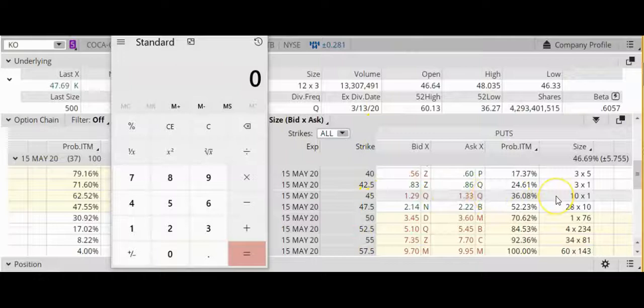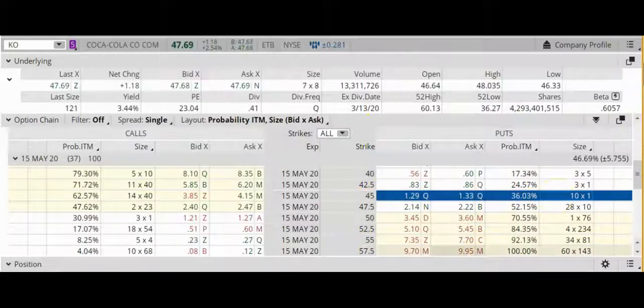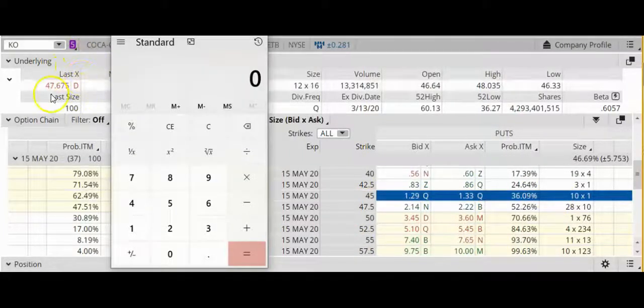Let's start out by looking at this option right there. Right now, Coke is trading at around $47. If I sell the $45 put option, there is a 36% chance that I may get assigned. I will also receive a $1.31 credit for this put. So let's do some math.